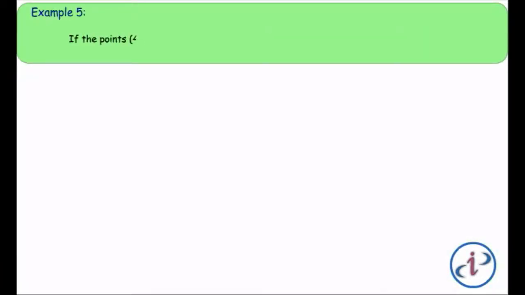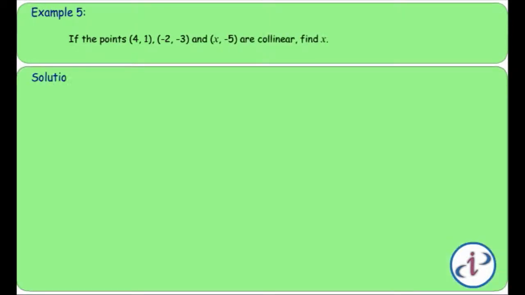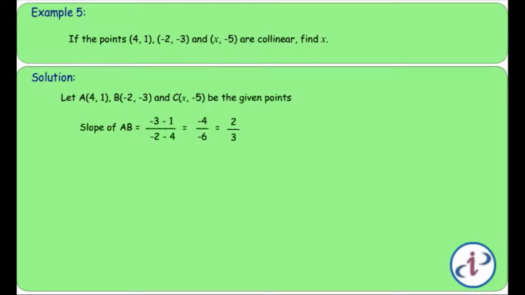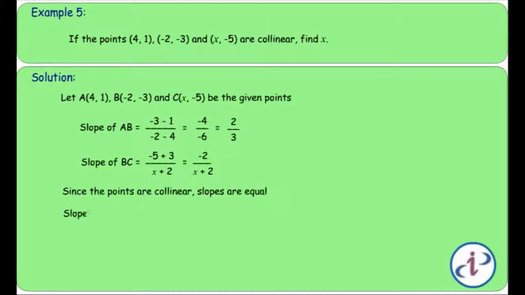If the points 4, 1; -2, -3; and x, -5 are collinear, find x. Let A, B and C be the given points. Substituting the given values of the coordinates, the slope of AB is equal to 2/3 and the slope of BC is equal to -2/(x+2). Points are collinear, so the slopes are equal: the slope of AB is equal to the slope of BC. Further simplifying, we have 2x + 4 is equal to -6, or x is equal to -5.